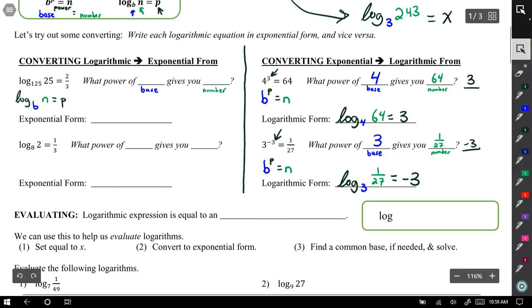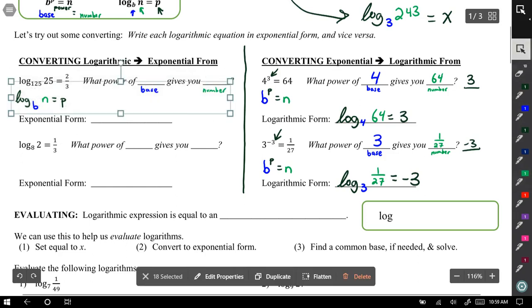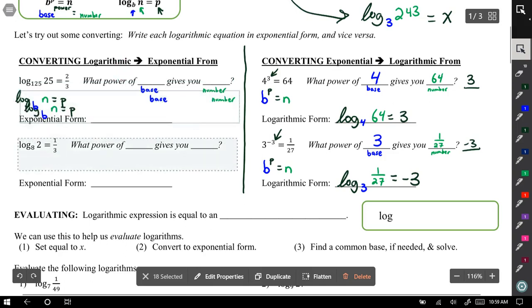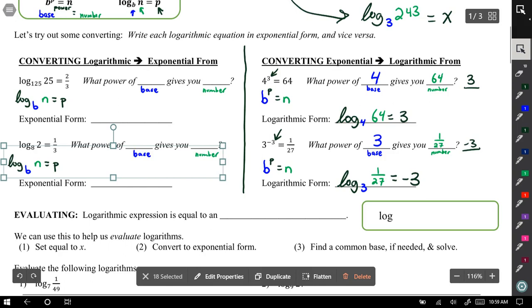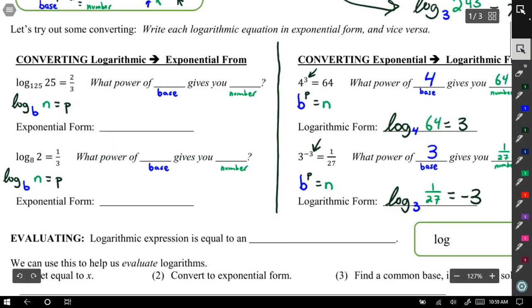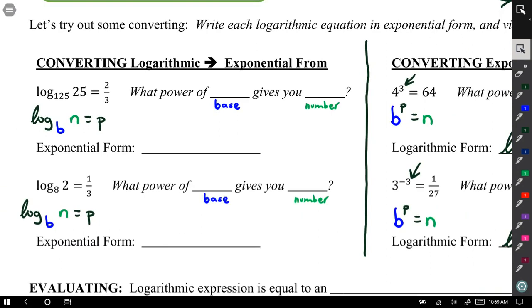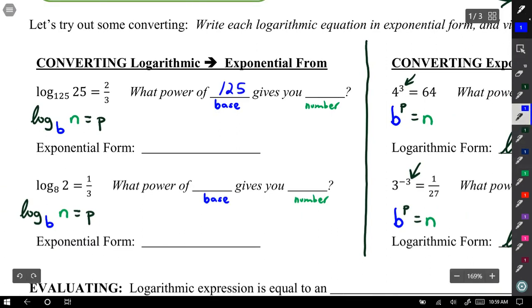That's what we're going to use when converting from logarithmic to exponential. Let me just copy it down here to the next one. When I see the word log, I read it as, what power of the first part, 125, gives me 25? Well, it tells me the power. It tells me the power is 2/3.